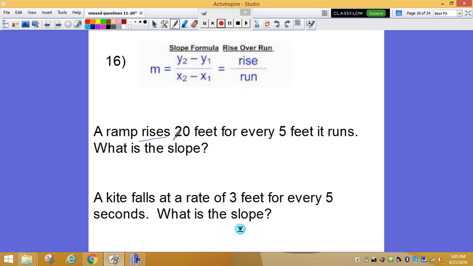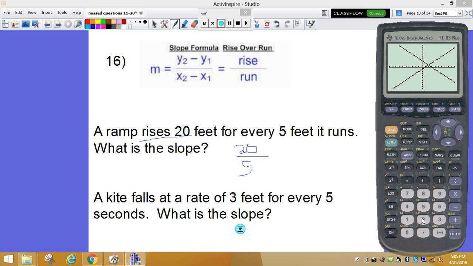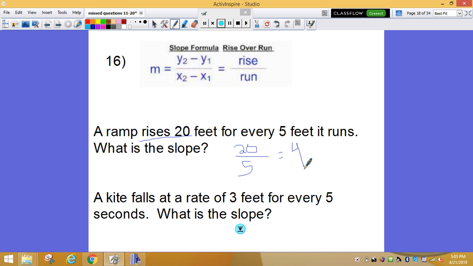So it's rise over run. So how much did this rise? It rose 20, so that's on top. Over what it runs, it ran 5. And then you just divide them. You would just do 20 divided by 5. So what's the slope? The slope is 4. You should have that written down in your notes.